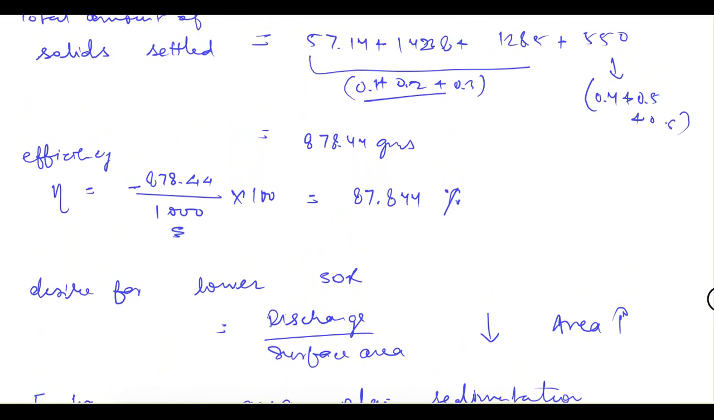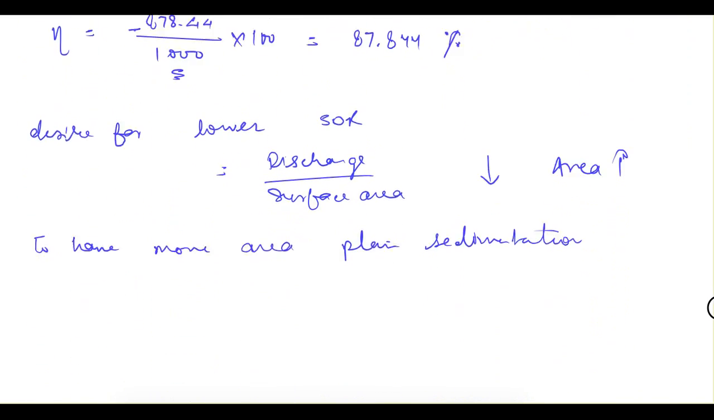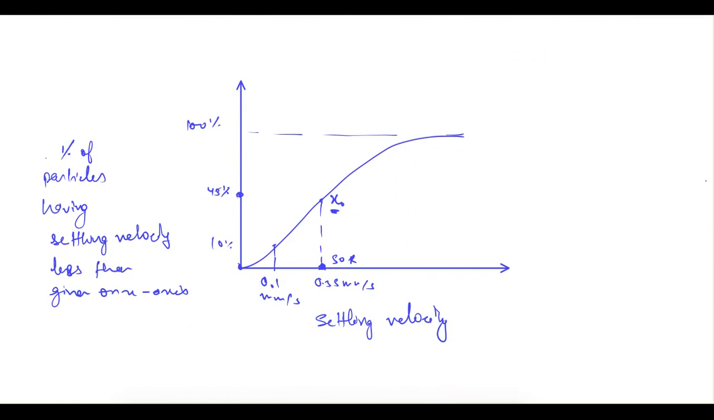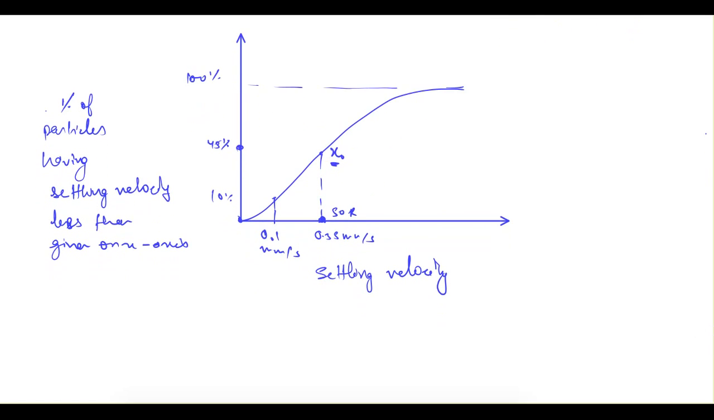Now the question we have solved, the general solution can also be given for this. So here we had taken limited particles, that is 0.1 mm, 0.2 mm up to 0.6 mm. Now rather than this, if more particle sizes are there, then a cumulative curve is plotted. In this cumulative curve, on the x-axis we have settling velocity, and on the y-axis we have the percentage of particles having settling velocity less than that given on the x-axis.